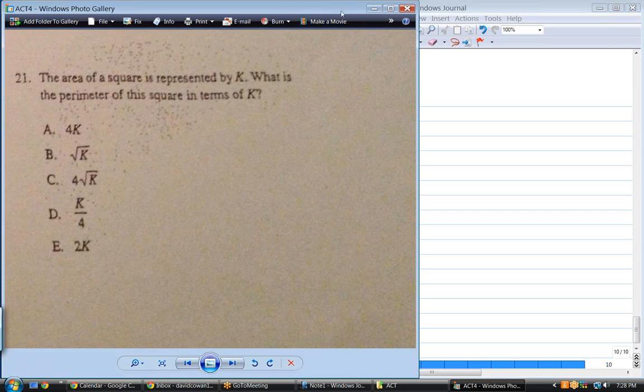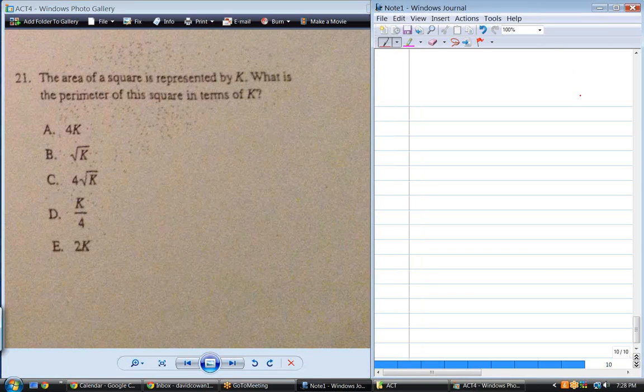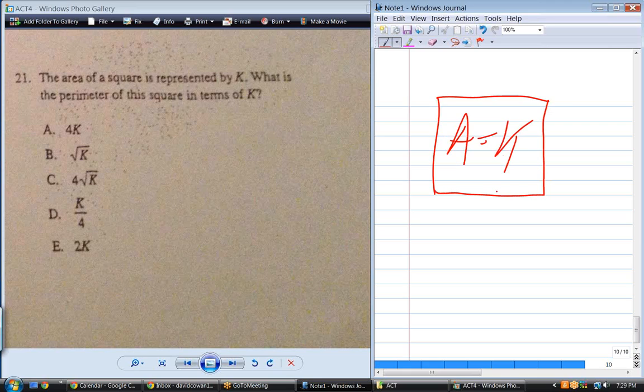Let's do this last one since that one was pretty short. The area of a square is represented by K. What is the perimeter of this square in terms of K? Well, there's my square. Area equals K. Two-step problem. What's the first thing you need to figure out? The length of one side. Correct. What is it?